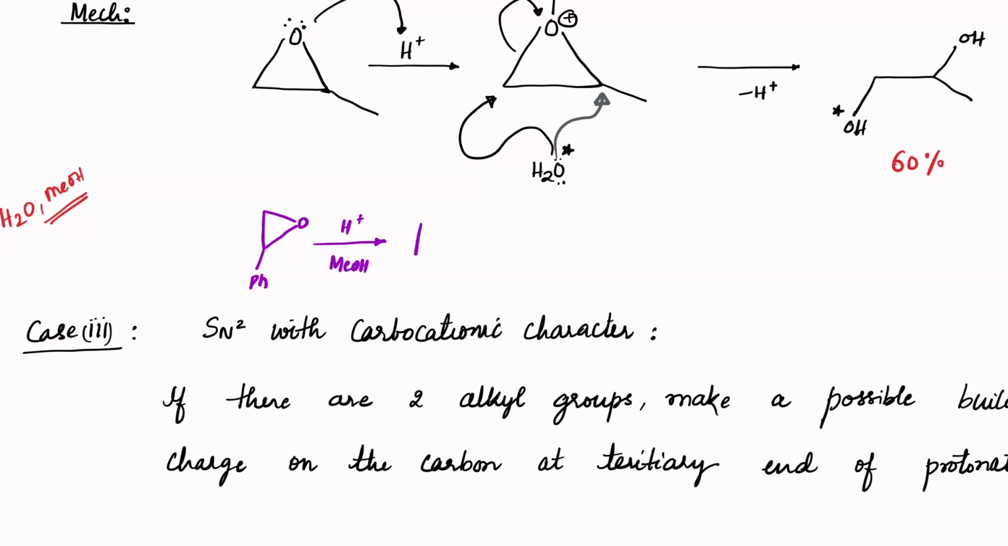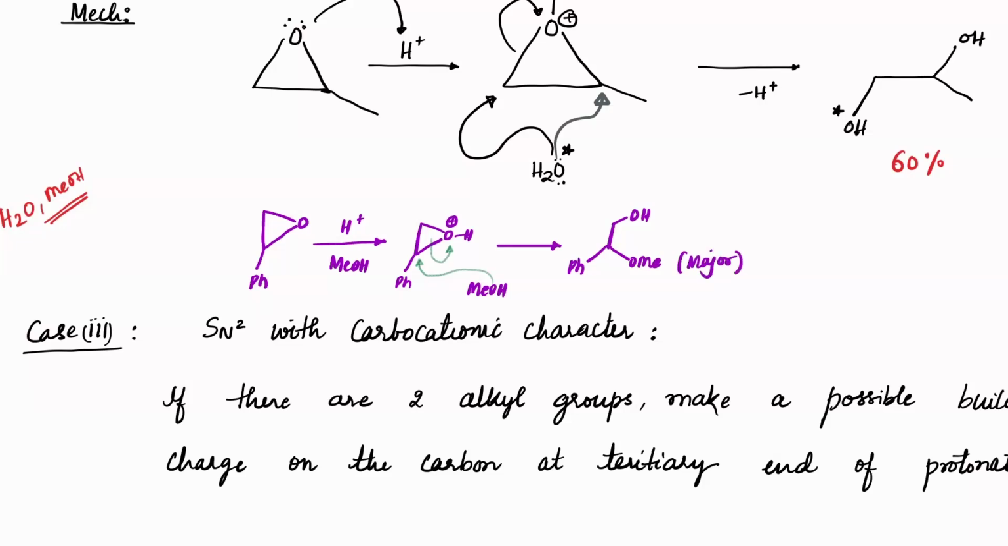So in that case, proton will form first, plus charge, methyl, and then methanol will attack on this position, breaking this bond. So hence, we will get this as OH here, phenyl and methanol here. Okay, this is the major product.